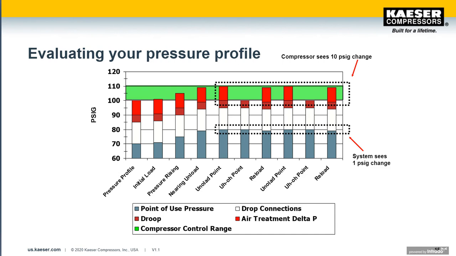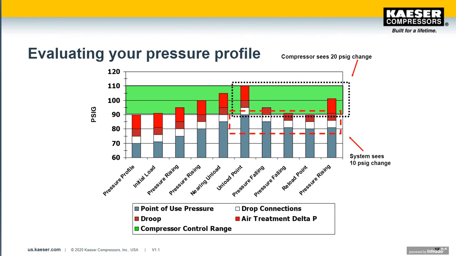If 70 psi is acceptable, we could look at reducing the drop connections, and that's the bar that we show in white. We can reduce that from 15 pounds to 5 pounds. That's going to be a big savings. And if we can do that, we can drop the load point from 100 pounds to 90 pounds, further saving energy. This second profile shows the compressor with a 20-pound control range.